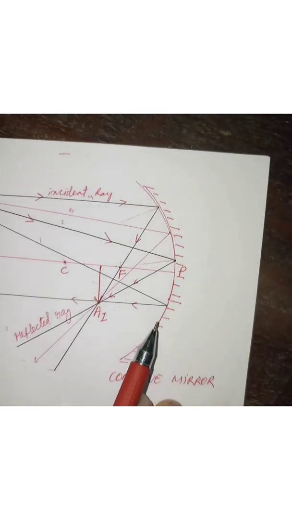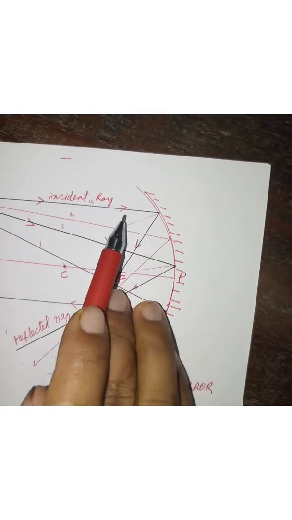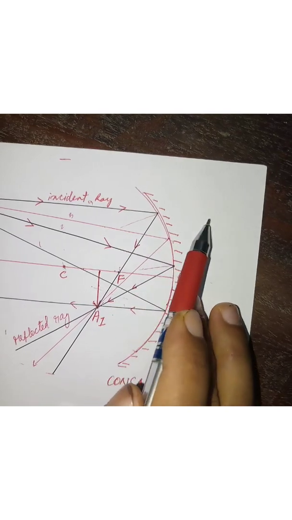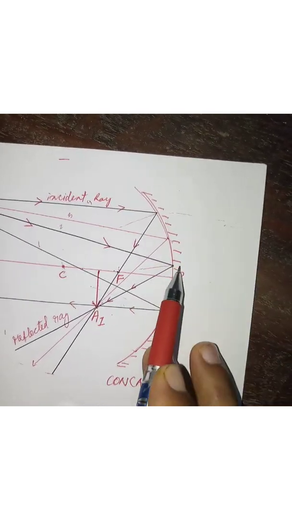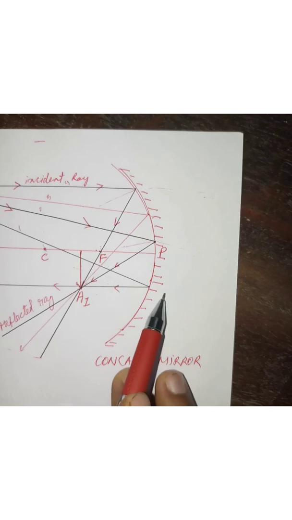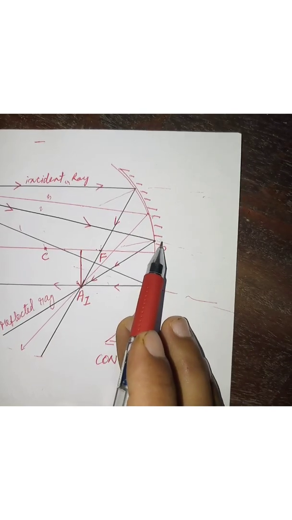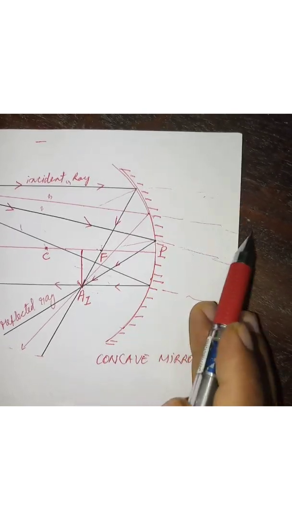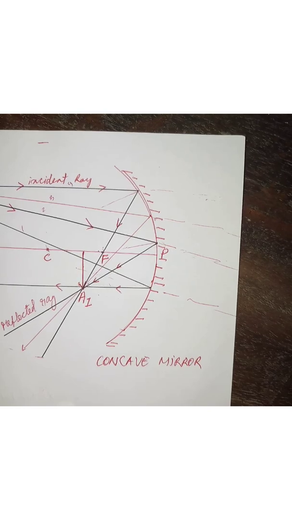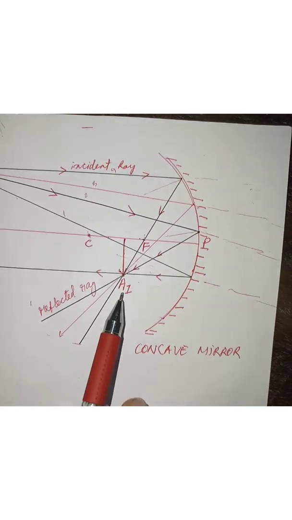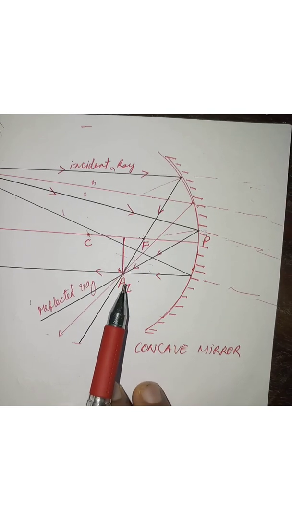Now you see, even if you draw this line, the dotted imaginary line, they will not meet each other. You see, they will not meet. Instead, they will go into their own different directions. So that's why the image will not form behind the mirror. What happens? The image will form in front of the mirror, but it is inverted.